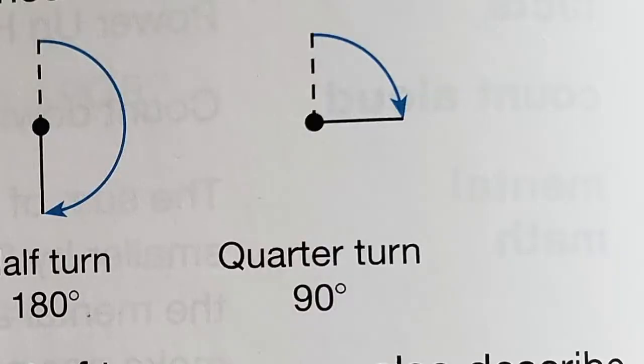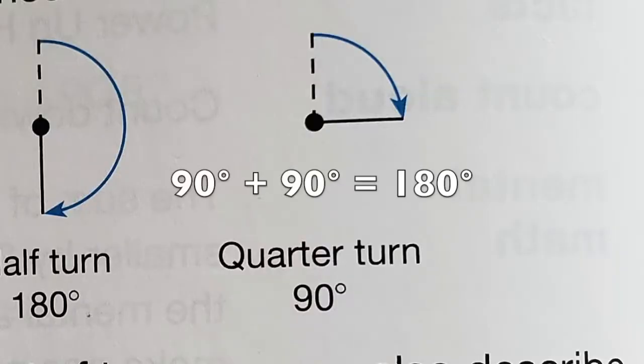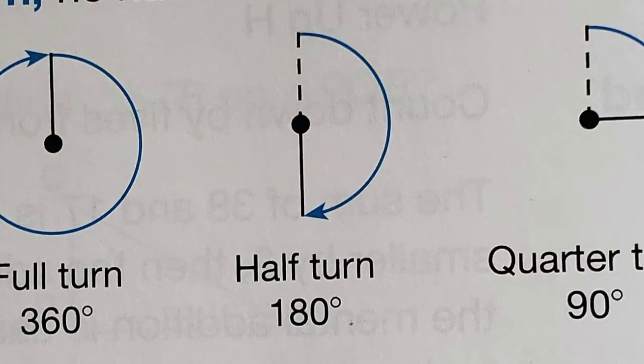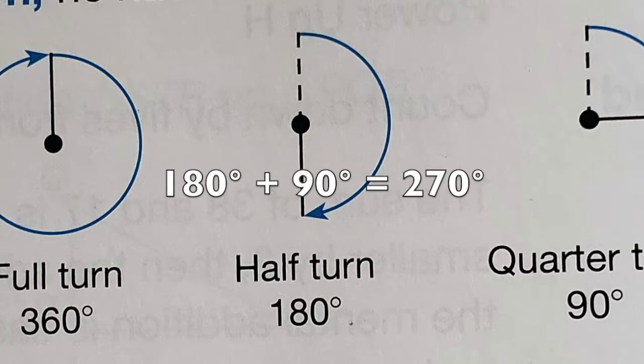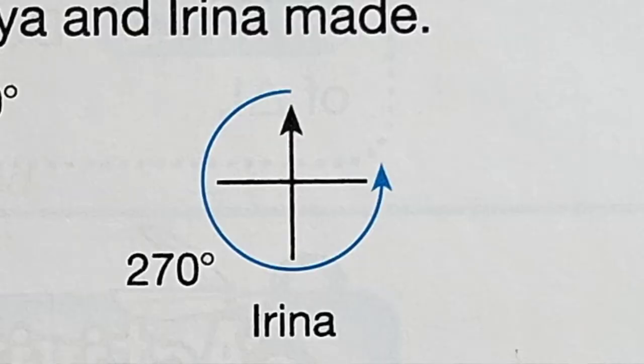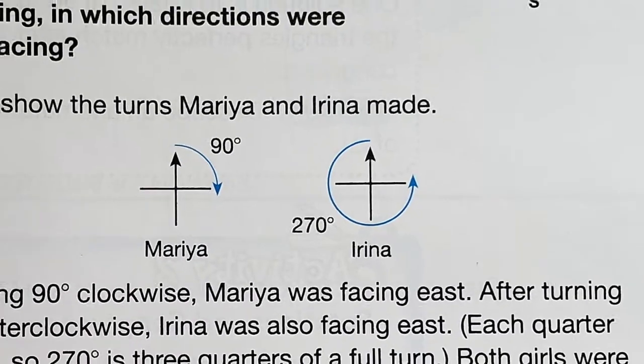But to do this, all you need to do really is just kind of add up turns. So, for example, a quarter turn is 90 degrees. If you add 90 plus 90, that's 180, which is a half turn. If you add another 90 degrees to that 180 degrees, you get 270 degrees. So Irina is literally going from the top. She's going counterclockwise, literally going from the top all the way 90, 90, another 90, and she also ends up facing east. They are both facing east now.